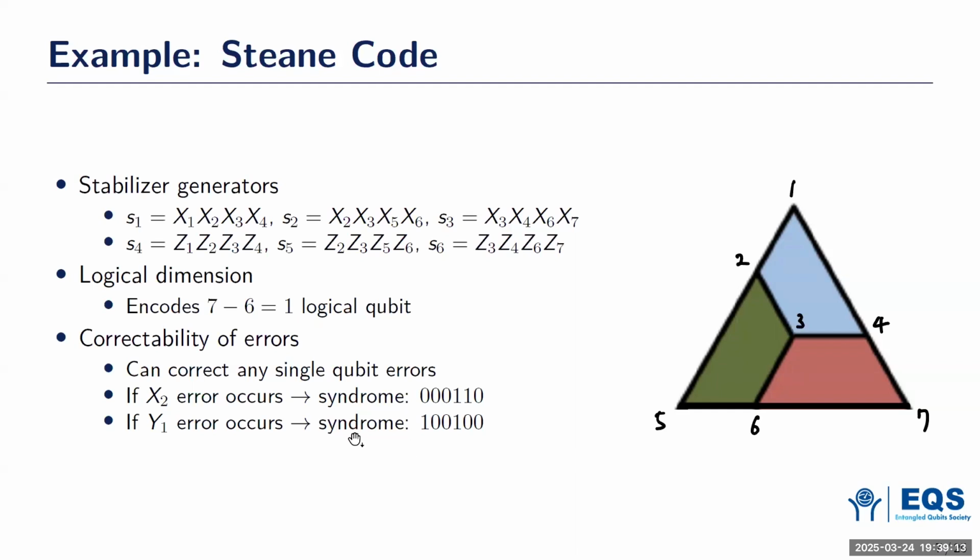For example, if an X2 error occurs, then the Z-type stabilizers of the blue face and green face will detect this error. And if a Y1 error occurs, you can think that both X1 and Z1 errors occurred, and the blue X-type and blue Z-type stabilizers will detect it. And it's known that if we can correct any single qubit Pauli errors, then we can correct any arbitrary single qubit errors. So we just have to consider Pauli errors.